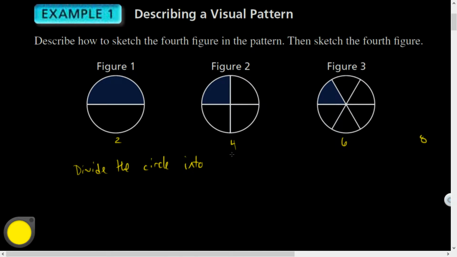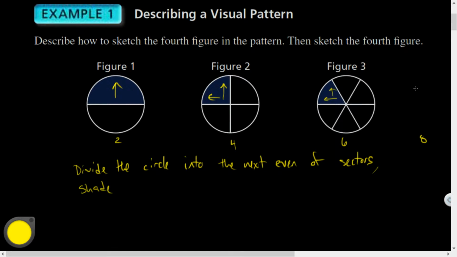Maybe that's not the prettiest way to describe it. Into the next even number of slices or sectors. And then how do I determine which one to shade? This one shaded the top half. This one shaded the top left half. And then it looks like this one shaded the top left half.